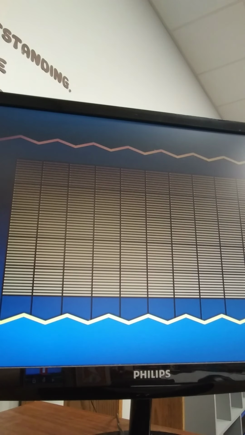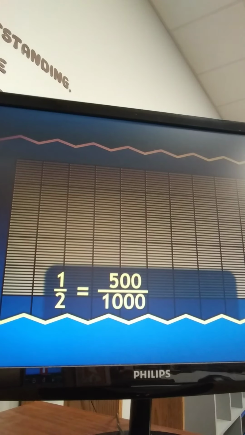That's a nice way to divide it, isn't it? Look at all that. 1/2 is equal to 500 over 1,000. We'll take their word for that. I don't feel like counting that, and I'm sure you don't. And that, of course, is the same thing. That is 500 over 1,000, or 500,000ths.